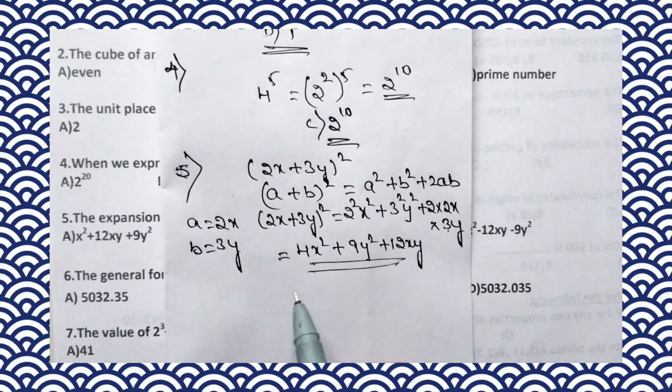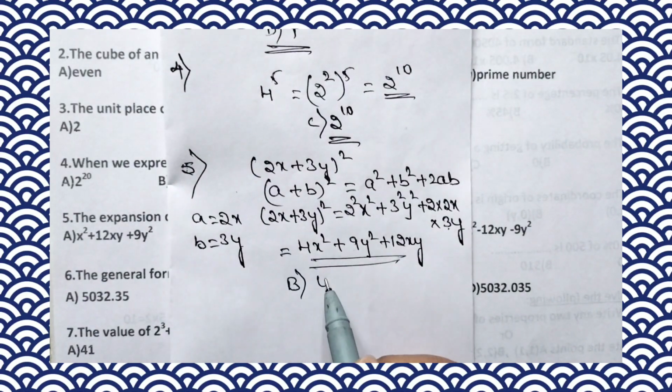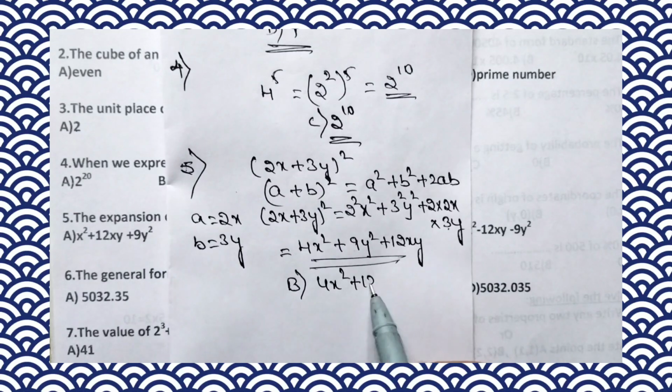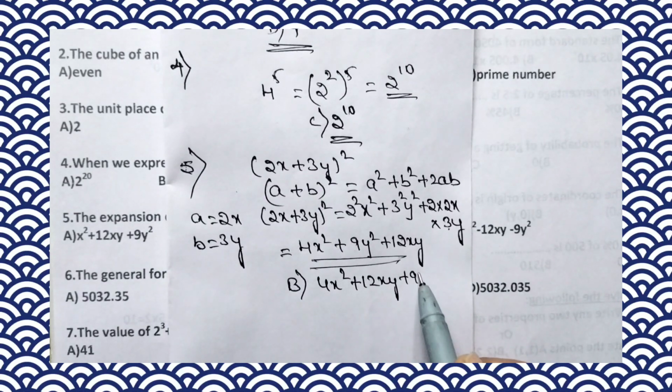Therefore the right answer for fifth question is option B, 4x square plus 12xy plus 9y square.